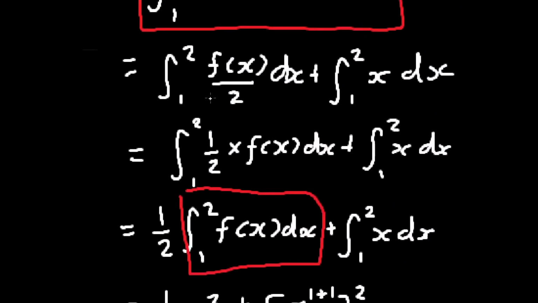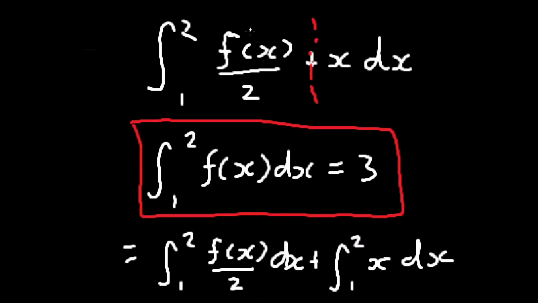So what was tricky about this one was we don't know what f of x is. It's a bit of an abstract question, but we're given part of it, that 1 to 2, right? The integral from 1 to 2 of f of x is equal to 3. So you just need to do some math magic to make it look like that so you can substitute it in.